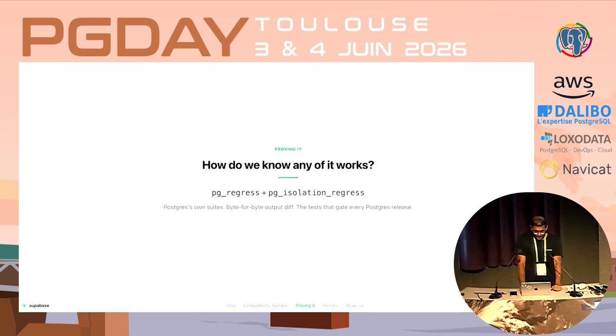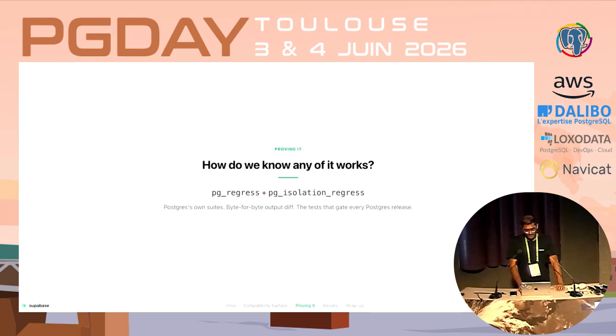Now moving on to the next section: how do we know any of this works? Again, the answer is very simple. At this point, we have made a lot of claims, and we have just said it's transparent, trust me. But why should we, right? Here is the part of the project that is kind of nice: Postgres ships its own regression test suite, pg_regress, that has thousands of SQL statements and diffs the output against the expected output, byte by byte.